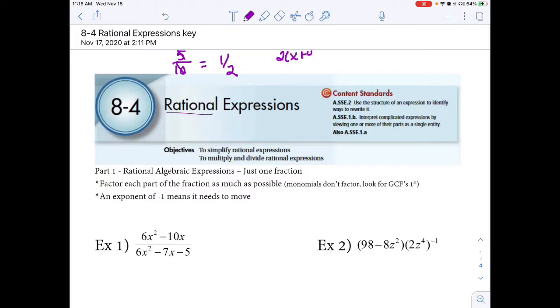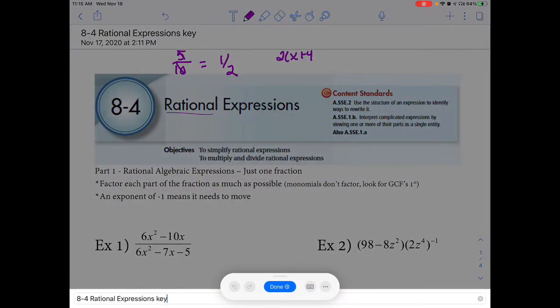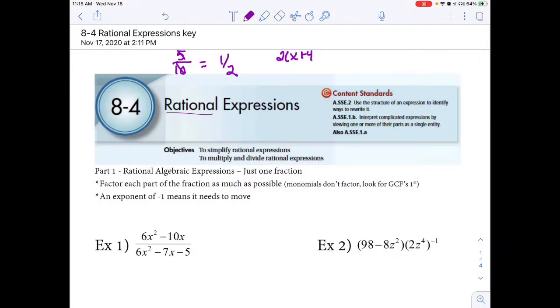So I'm not sure what's happening there. Okay. Oh, because I'm going up there.